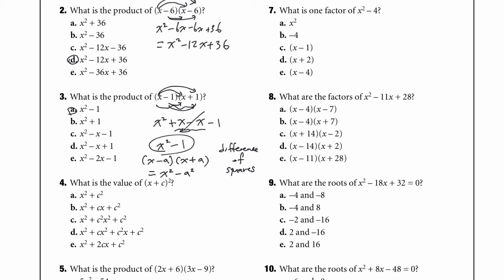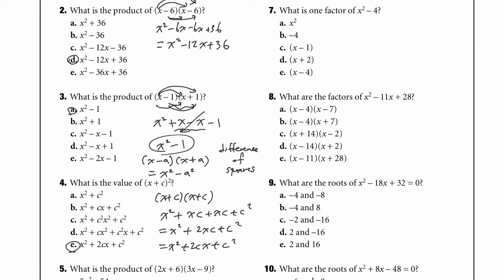What is the value of x plus c squared? So if you write it out like this, it's quite simple. xc plus xc plus c squared. So x squared plus 2xc plus c squared, which is the same thing as saying x squared plus 2cx plus c squared, just changing the order. Answer is E.